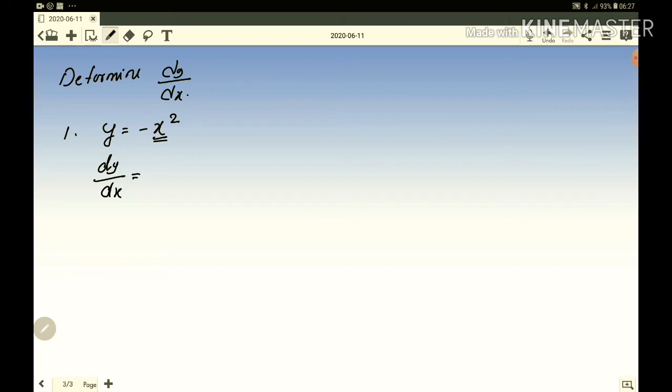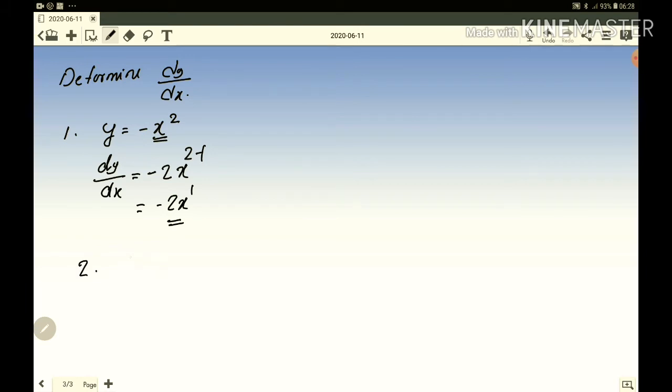So how do you differentiate? Minus, leave it. Then we are differentiating only x and power. So power is what? 2. The 2 will come first, then x to the power 2 minus 1. So we are done. The final answer is minus 2 x to the power 1. Is it clear? So this is how we are differentiating. Let me do one more question.